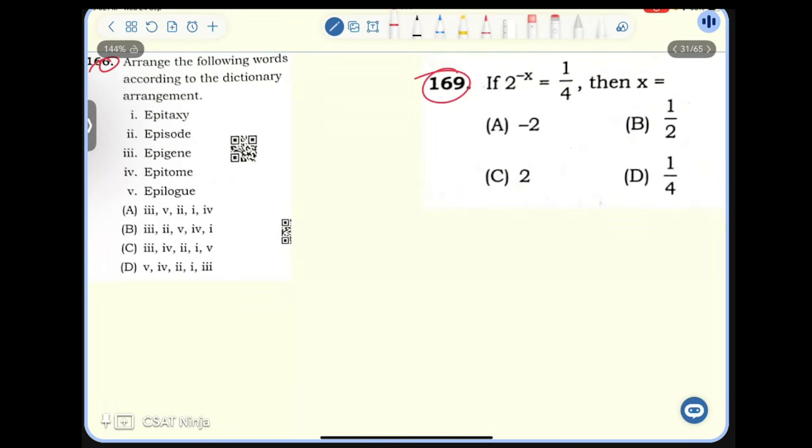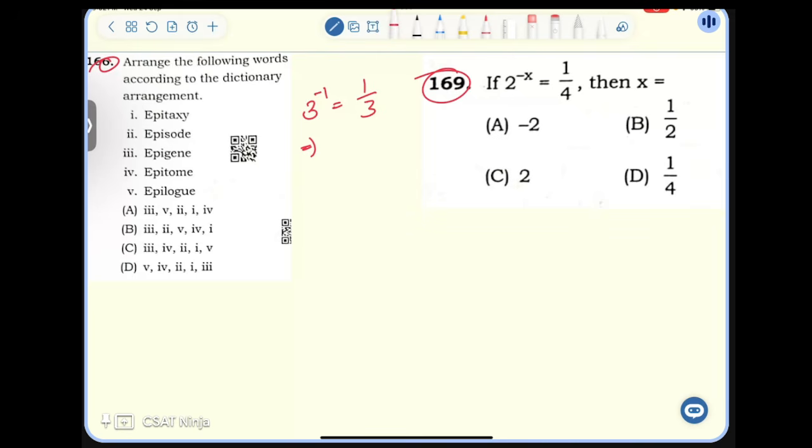Next, 169. I'll tell you a concept before this. If you have something like this, 3 to the power minus 1. Minus 1 means this can be written as 1 by 3. Minus represents that that number is in the denominator.